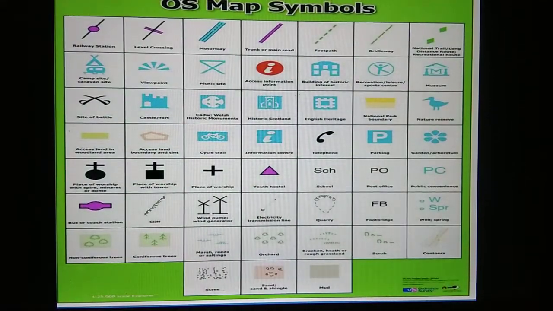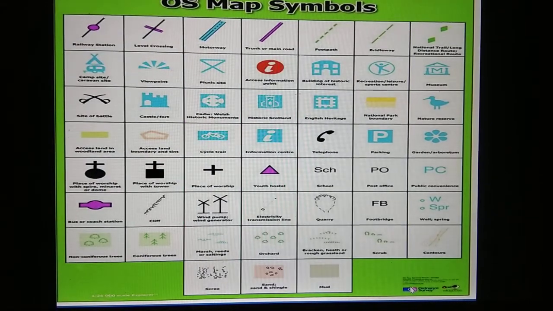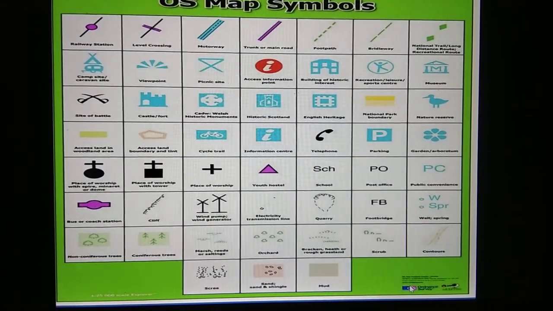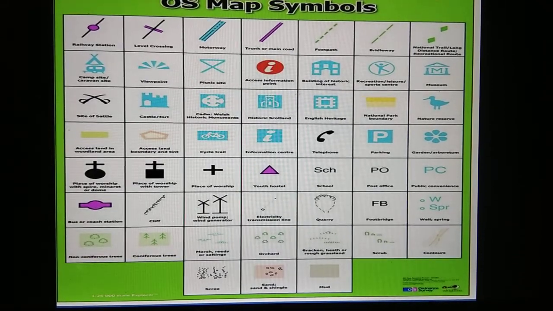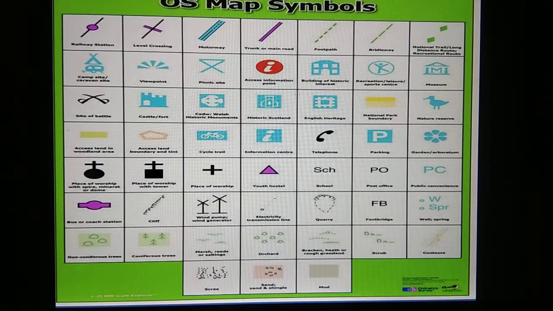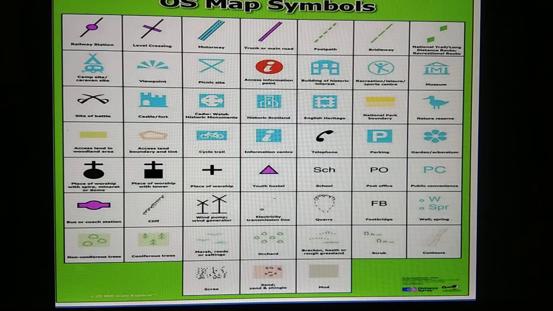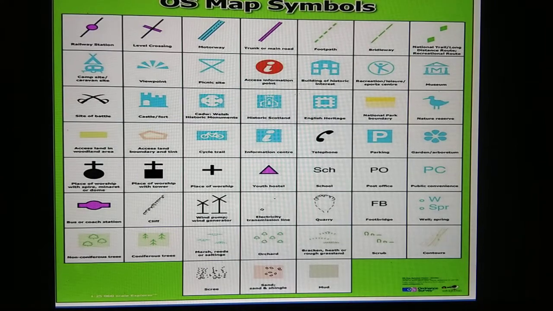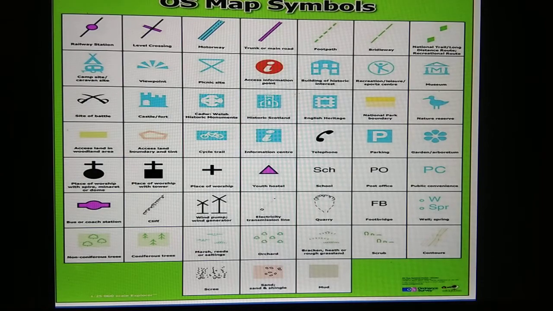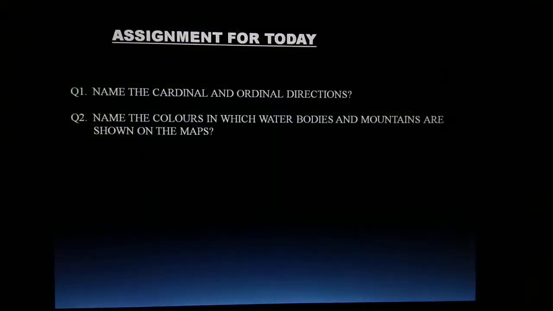So if you look around, these are the various symbols that we use in maps, and these symbols are the same in every map. Otherwise, if they are not the same, then it's very difficult for us to locate them. So these are the basic symbols that we use on a map.